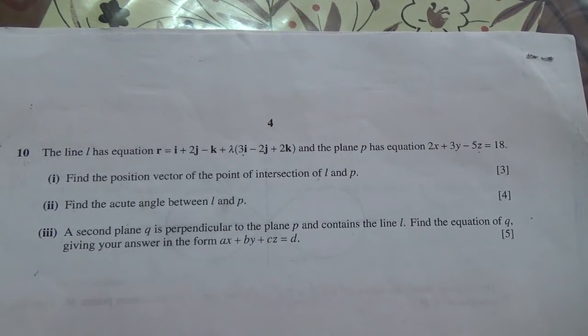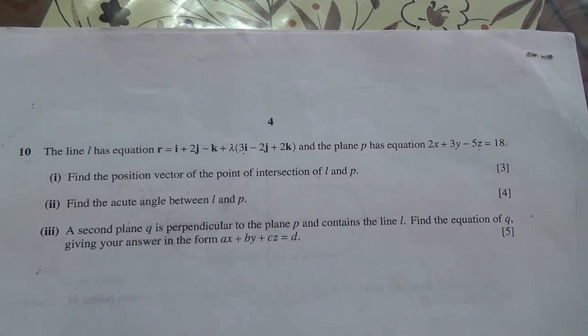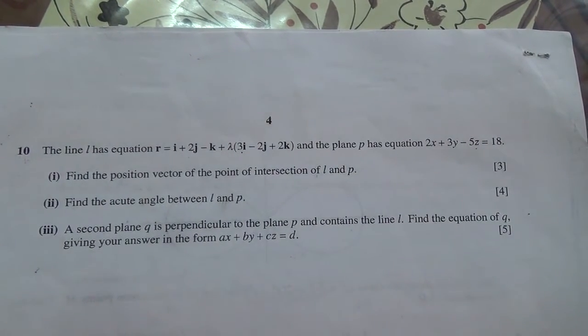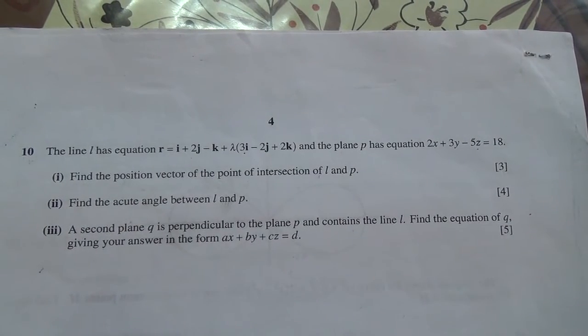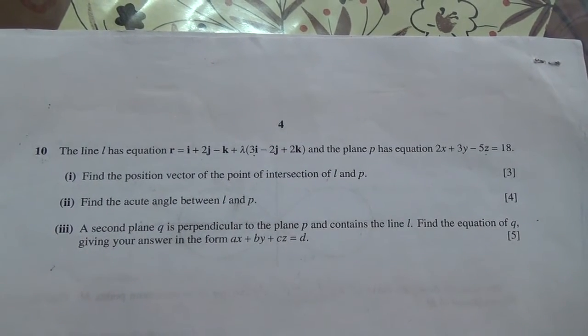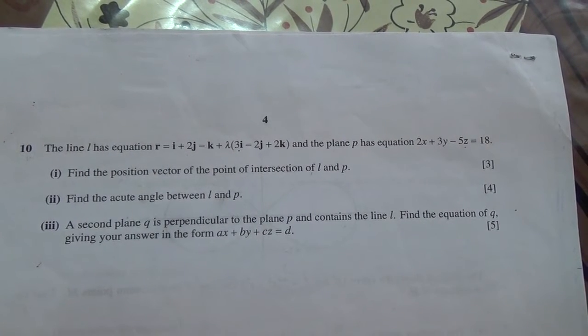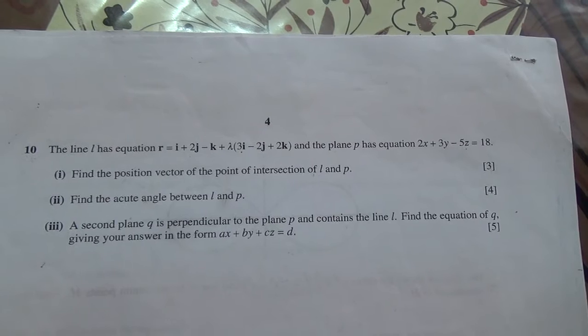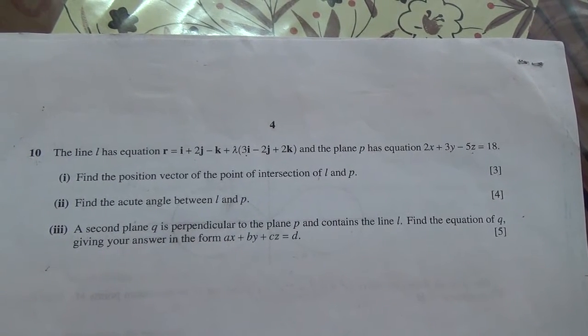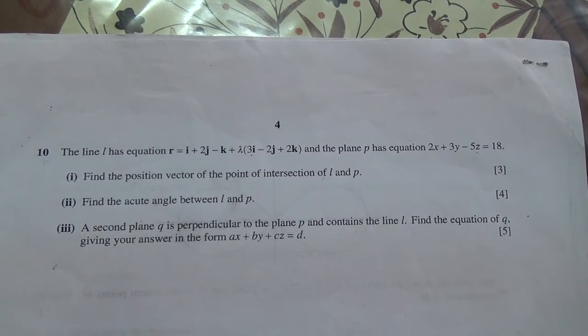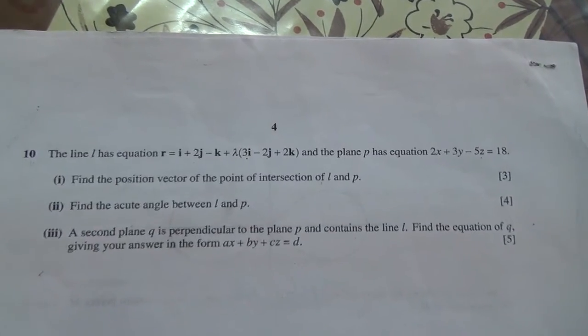Find the position vector of the point of intersection of L and P, and also find the acute angle between L and P. And finally, a second plane Q is perpendicular to the plane P and contains the line L. Find the equation of Q, giving your answer in the form ax plus by plus cz is equal to d.